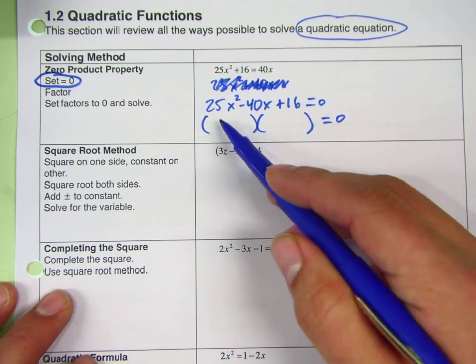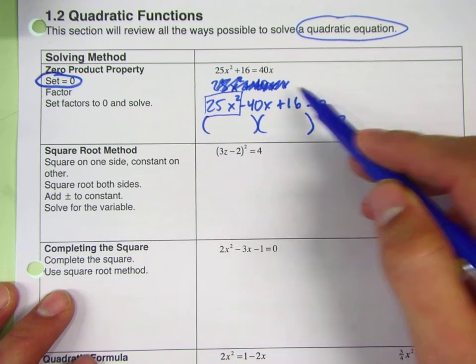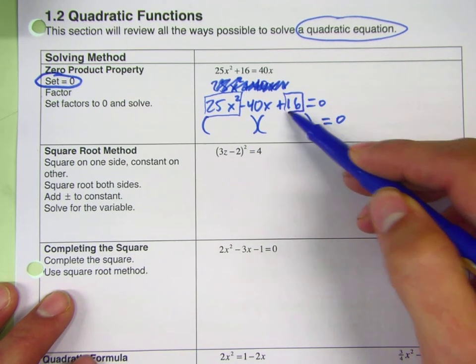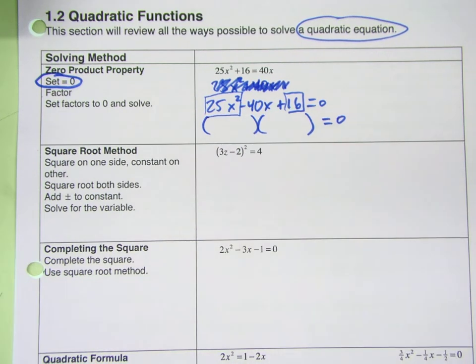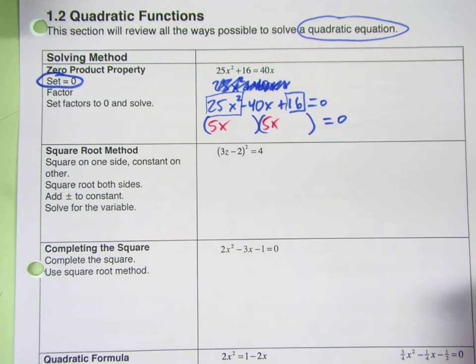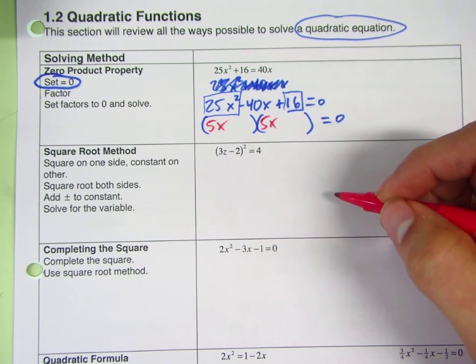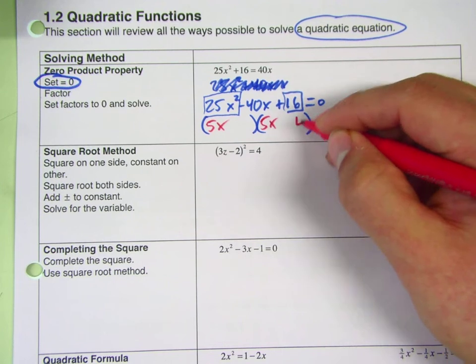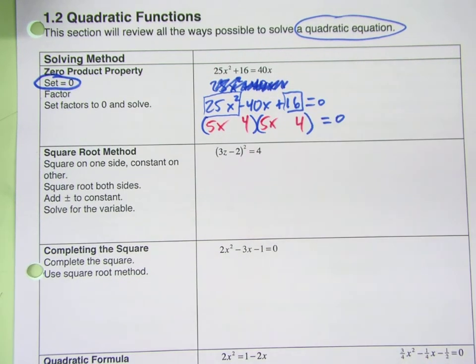Especially for something like this, when you have a square at the beginning and a square at the end, do you guys know what I mean by that? What multiplies to the 25x squared, the most obvious ones? 5x and 5x. In other words, the square root of those two. Does that make sense? How do I get 16? 4 times 4.